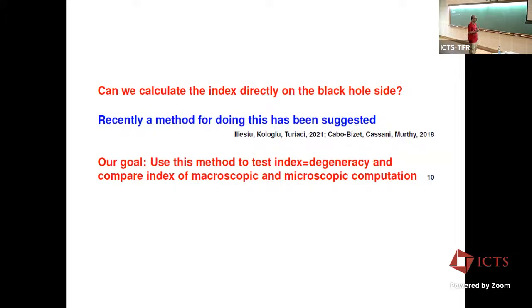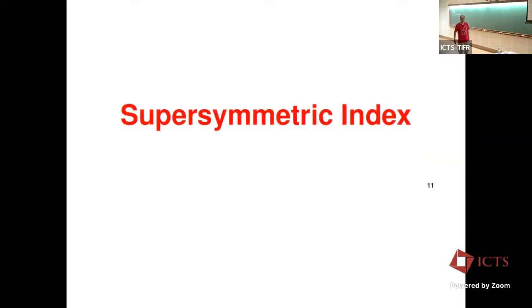Our goal will be to use this method, which I'll explain later, to test this index equals degeneracy postulate, and then we can compare the index of macroscopic and microscopic computation. So let me now give a general overview of the supersymmetric index.